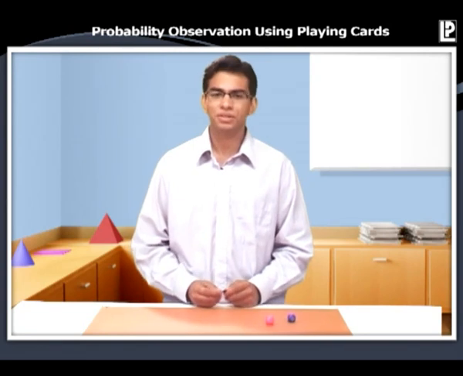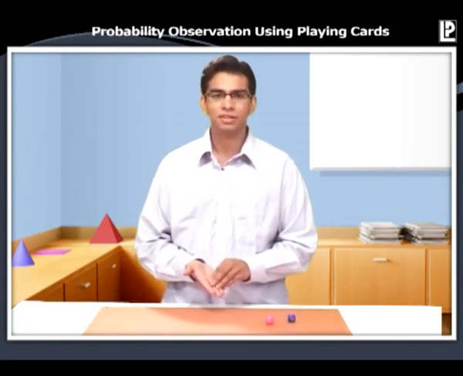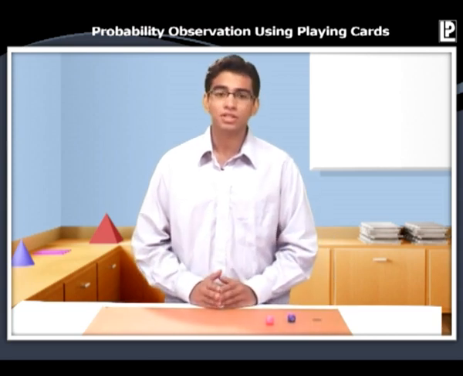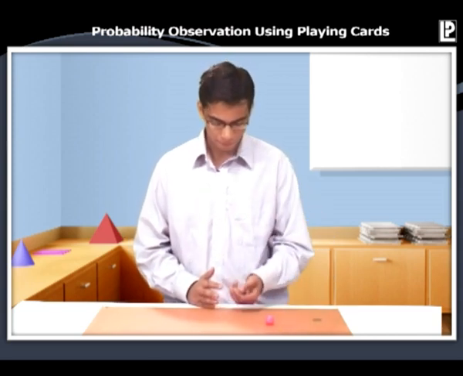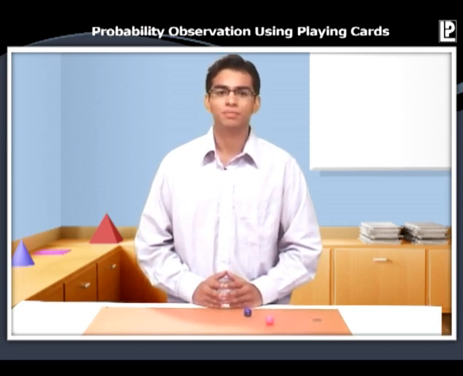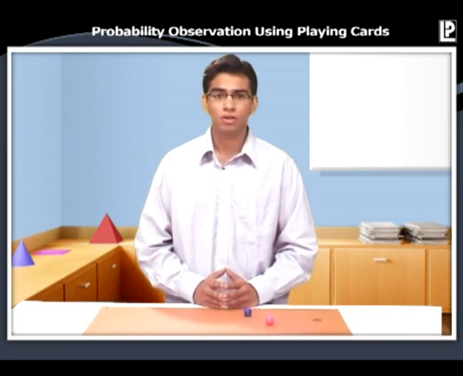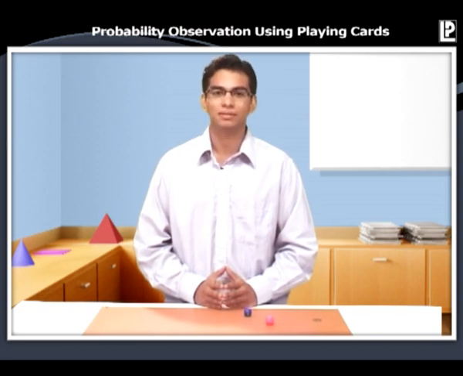What do we get when we toss a coin? Probably head, probably not. Let's try tossing a die now. What number do you think will show up? 1, 2, 3, 4, or 5, or probably 6? You guessed it right. We are talking about probability in today's activity.